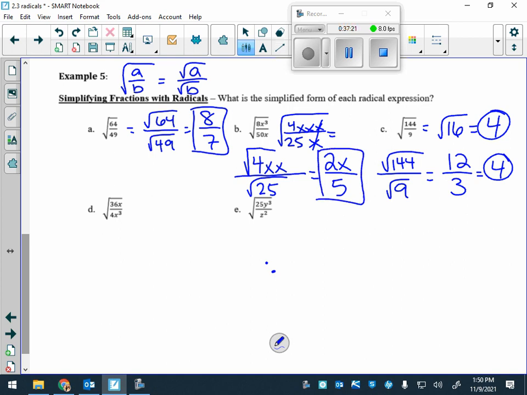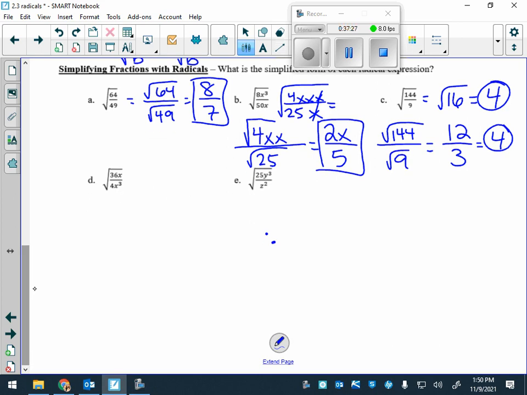Okay, good. All right. So if we look at D, look at your numbers first. Again, variety of ways we could do this. 36 divided by 4 is 9. And then if I have 1x on top, but 3 on the bottom, what can I do? Cancel 1 out. What's the square root of 9? 3, thank you. Square root of x squared.